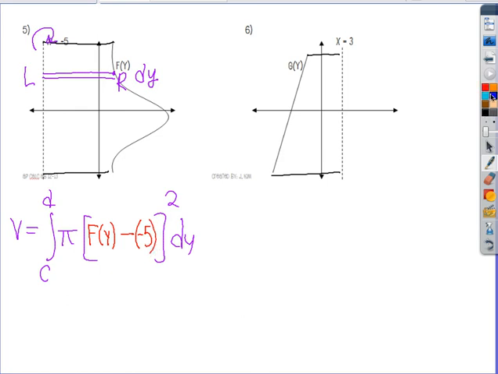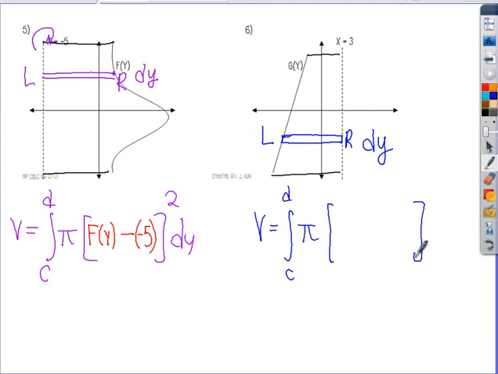And then number 6, representative rectangle. It's a dy problem. This is my right, this is my left. Volume is equal to C to D of pi r squared dy. My right function is 3. My left function is g of y. And there you go.